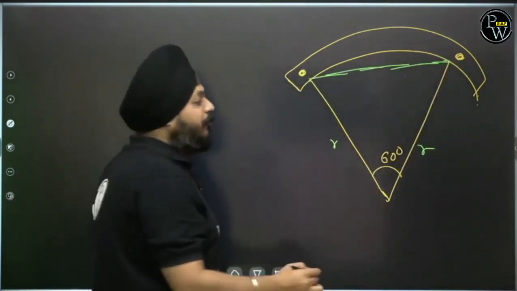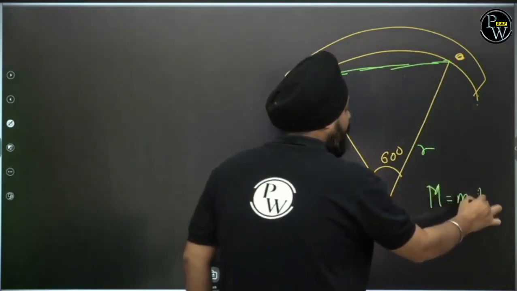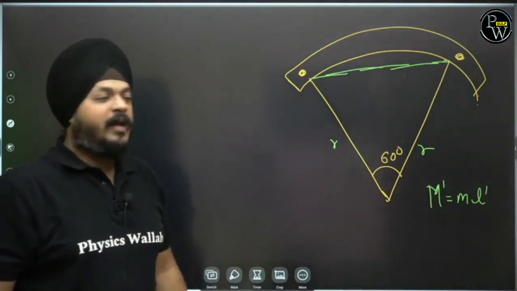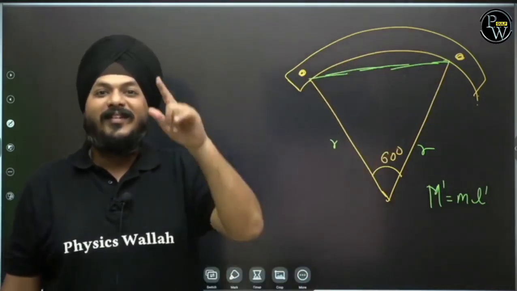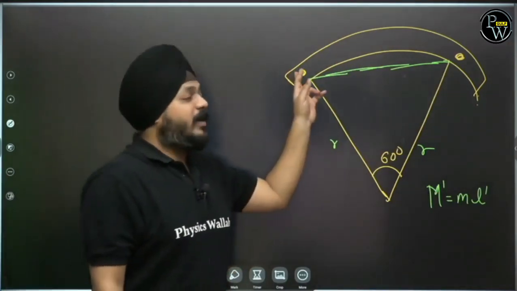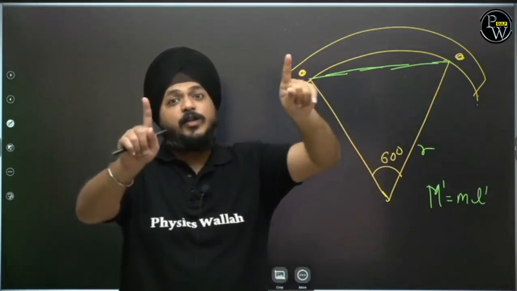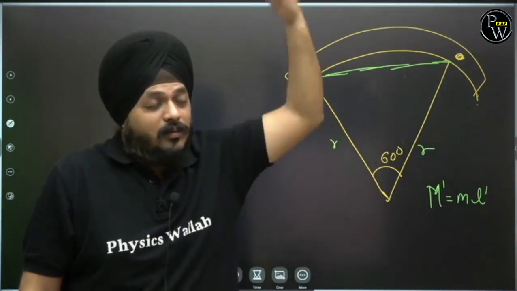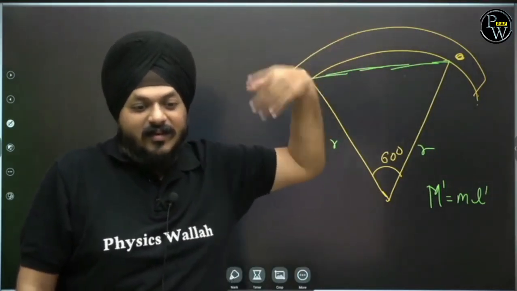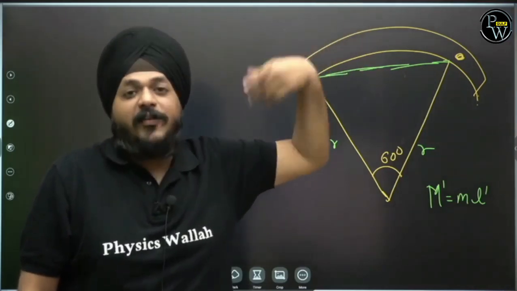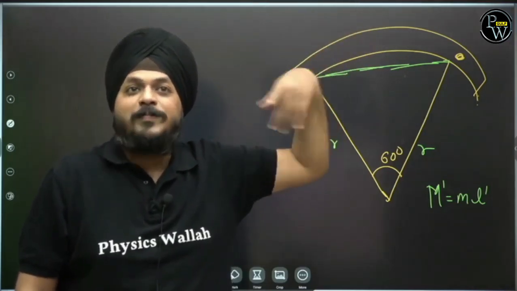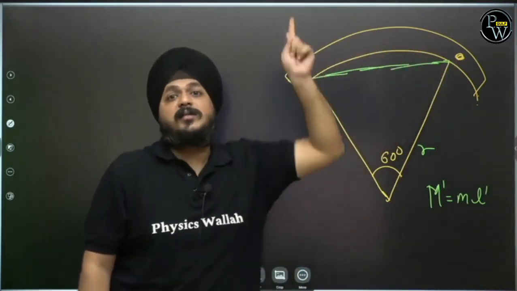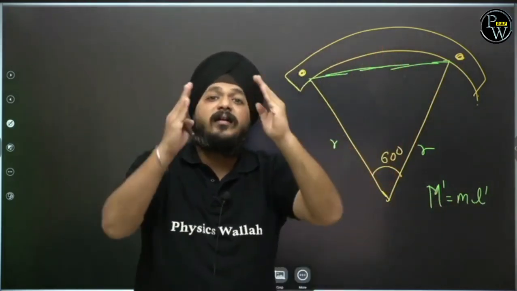Mark my words, in the formula capital M is equal to m into L dash. M dash is the new magnetic moment, L dash is the new length. That new length is always the shortest distance between the two edges of the magnet. This thing we have seen in the concept of force, L effective. Force is B I L effective sine theta. The direct, shortest distance between the two edges is the new length of a curved magnet.